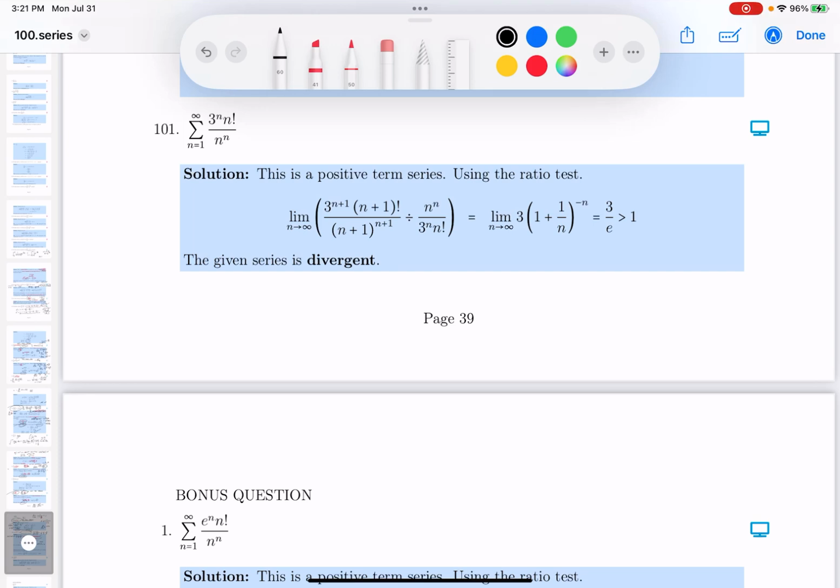Okay, for 101, what am I doing? I'm looking at it, and I notice that this is a positive term series. And what I'm going to do is just use the ratio test on it. So let's write that down. I'll put the absolute value, but you don't need it, but I'll put it down.